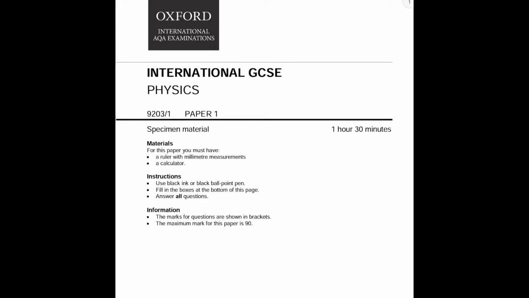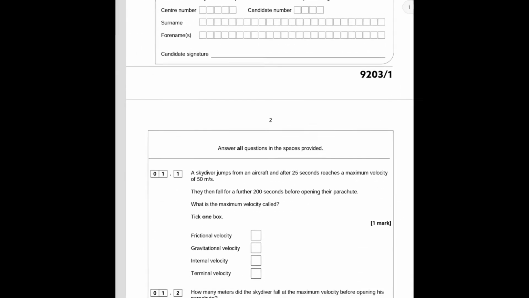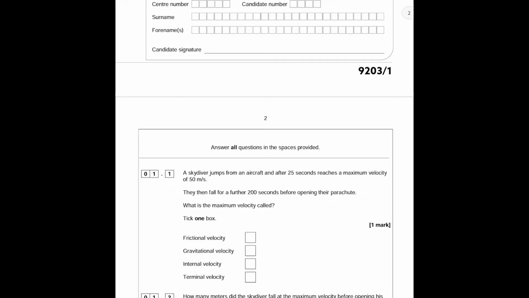The materials that you need are a ruler, a calculator, and black ink. This is an important thing. The total mark for the paper is 90. So let's start with the first question.